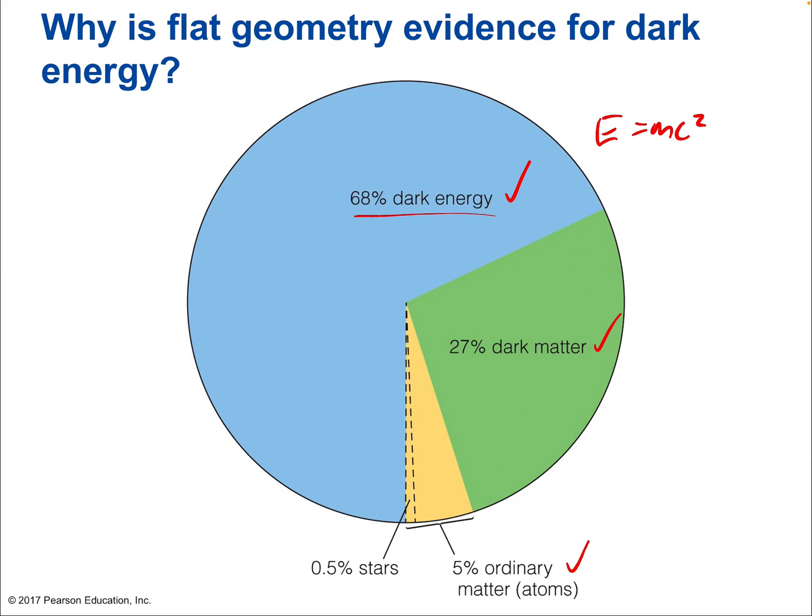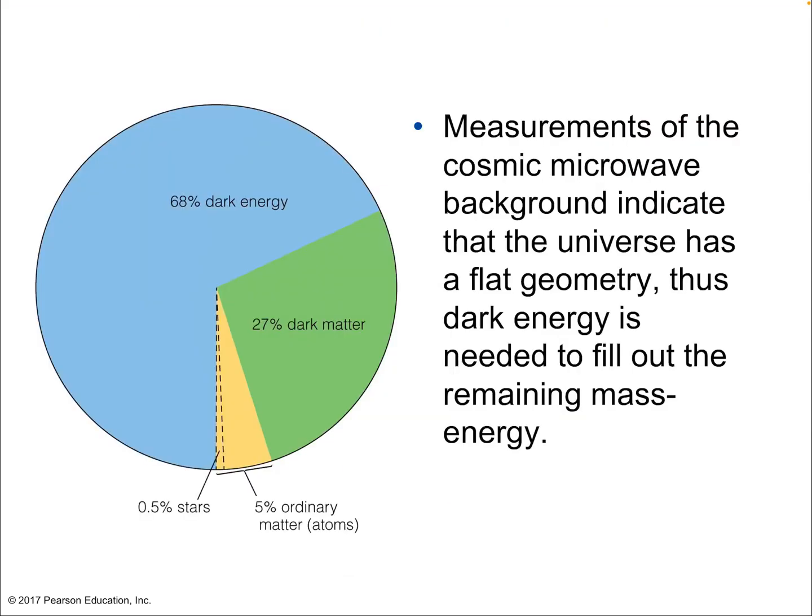Unbelievable, right? So much of the universe is this completely not understood phenomenon known as dark energy. But we see an expanding universe and an accelerating universe. So what's going on? Well, measurements of the cosmic microwave background indicate the universe has a flat geometry. Thus, dark energy is needed to fill out the remaining mass energy. Okay? Otherwise, the geometry wouldn't be flat. The universe would be collapsing in on itself. There has to be something to almost hold it up.